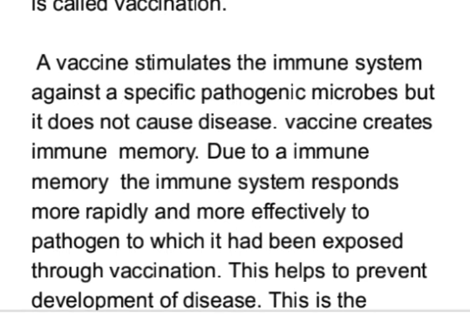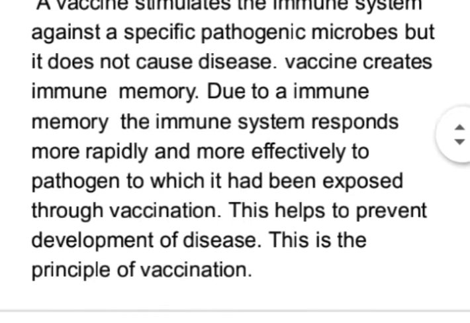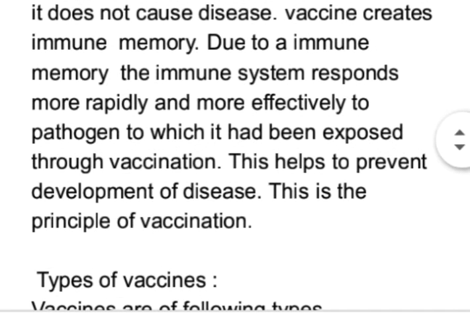Now, how does the vaccine work? A vaccine stimulates the immune system against specific pathogenic microbes, but it does not cause disease. Vaccine creates immune memory. Due to immune memory, the immune system responds more rapidly and more effectively to the pathogen to which it had been exposed through vaccination. So this helps to prevent the development of disease. So this is the basic principle of vaccination.